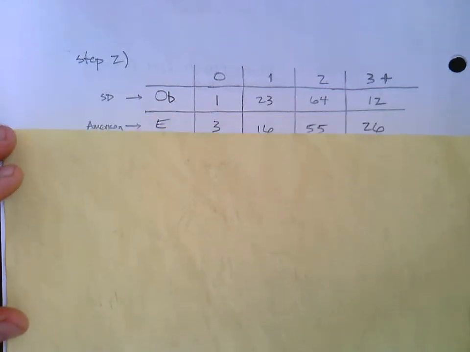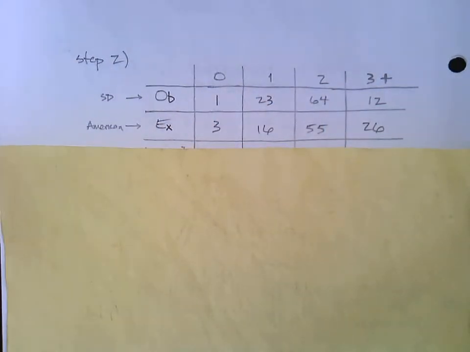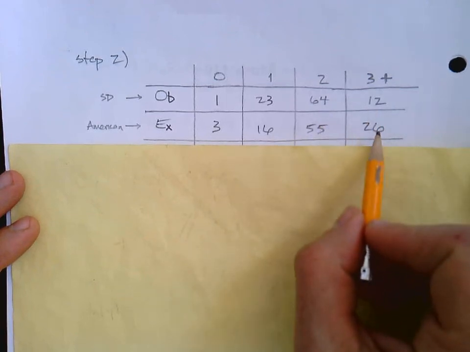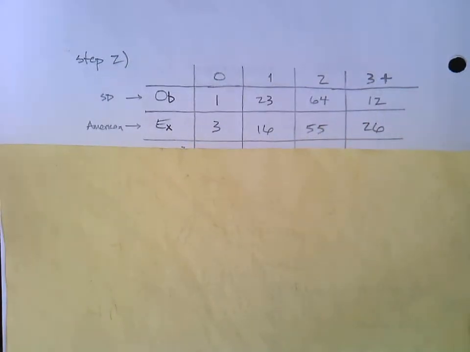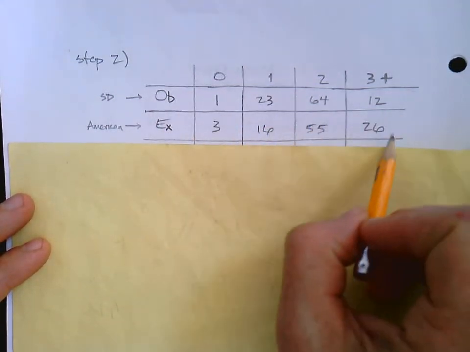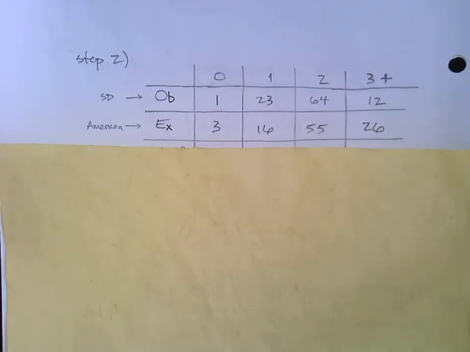Okay, then the expected, right? So that is the larger American population. So we fill in those percentages, right? 3, 16, 55, and 26. And what we're looking for is, is there a statistically significant difference between these values? And just at a glance, yeah, there's some pretty big jumps, 1 to 3, in each one of them. But who knows? Sometimes it's not so obvious.